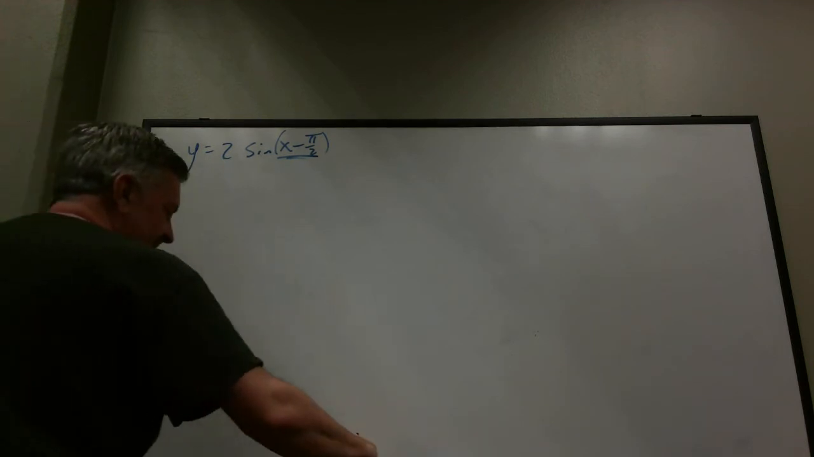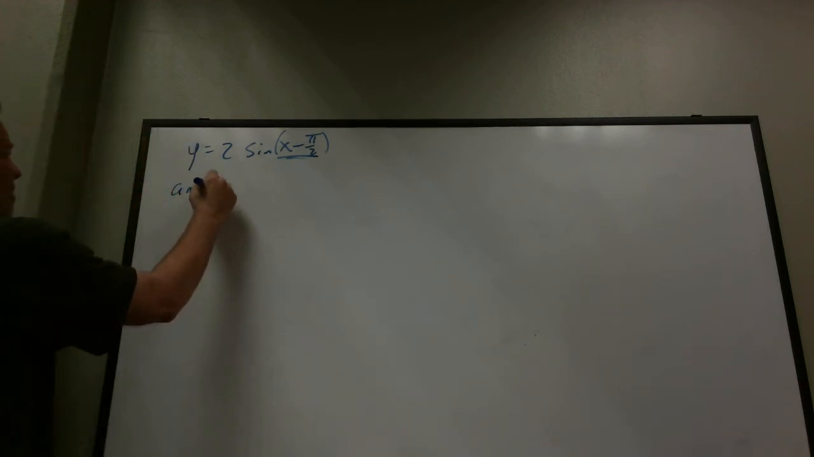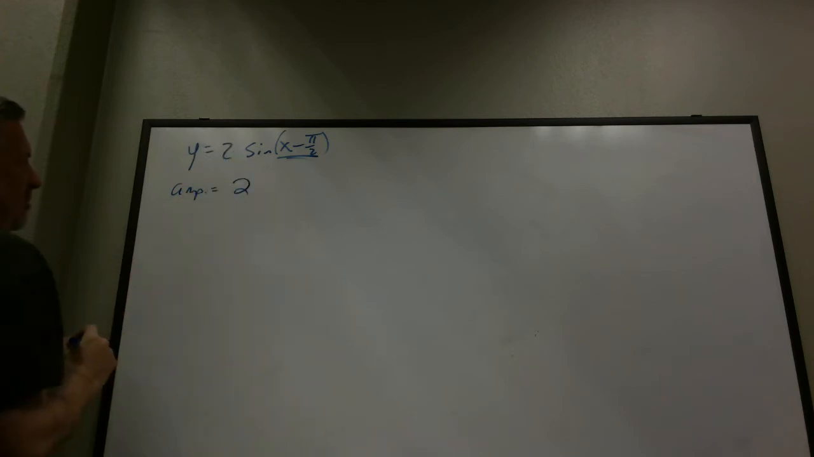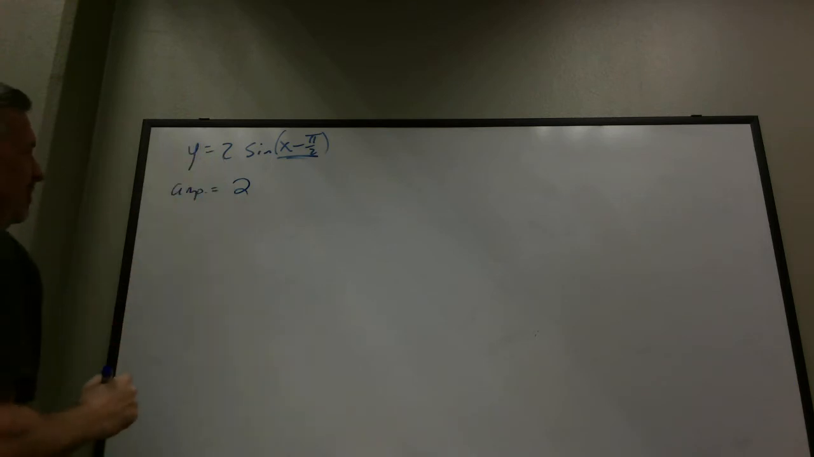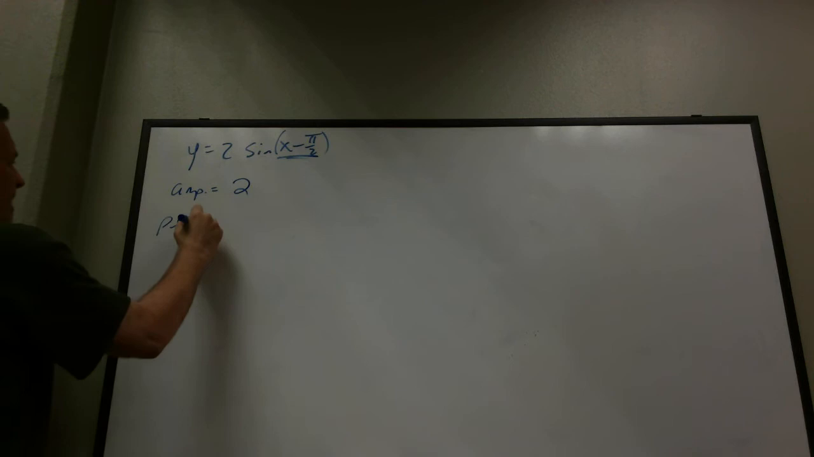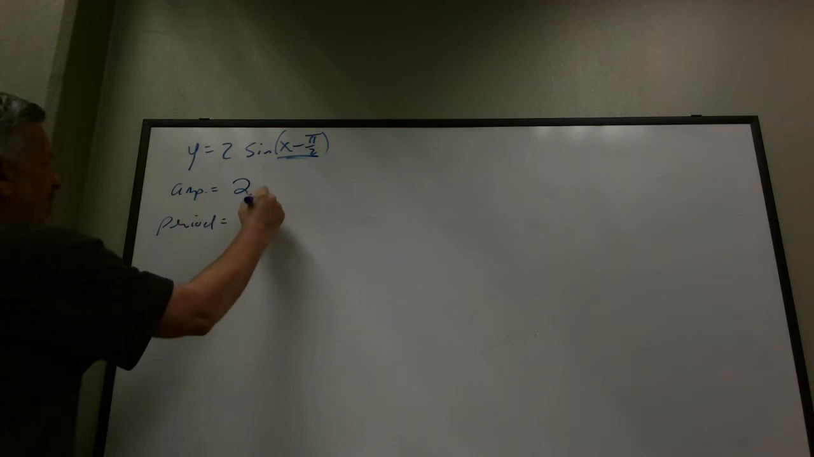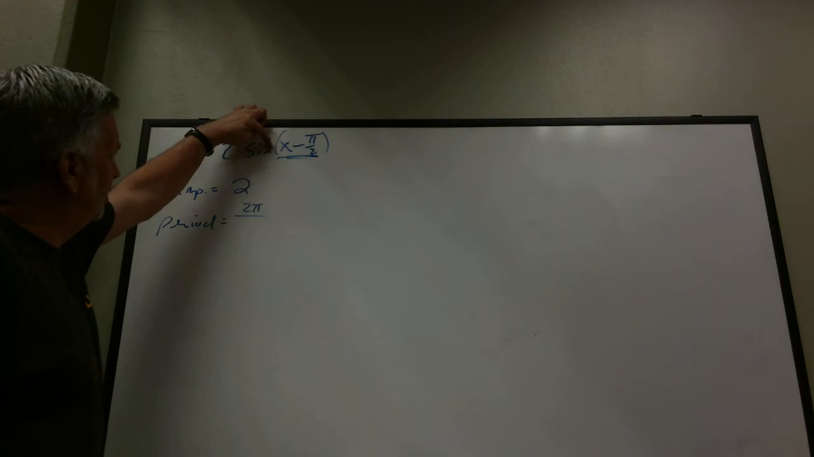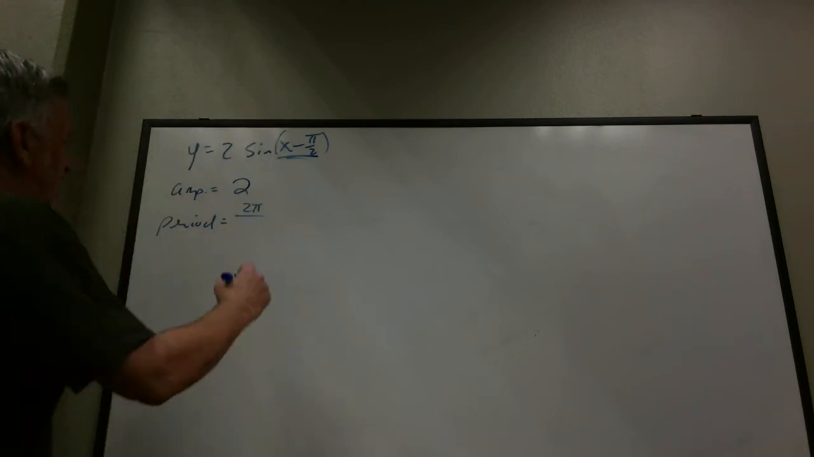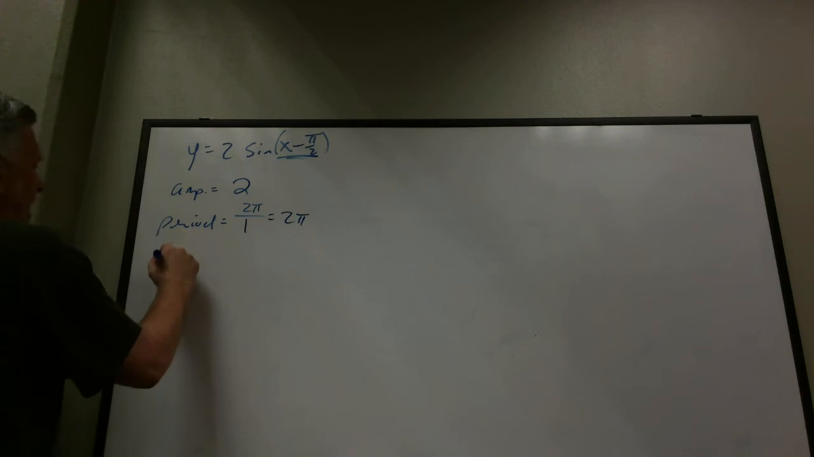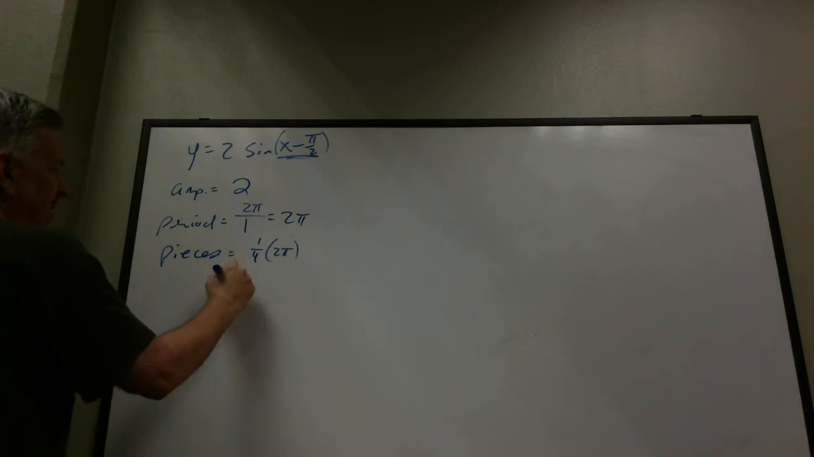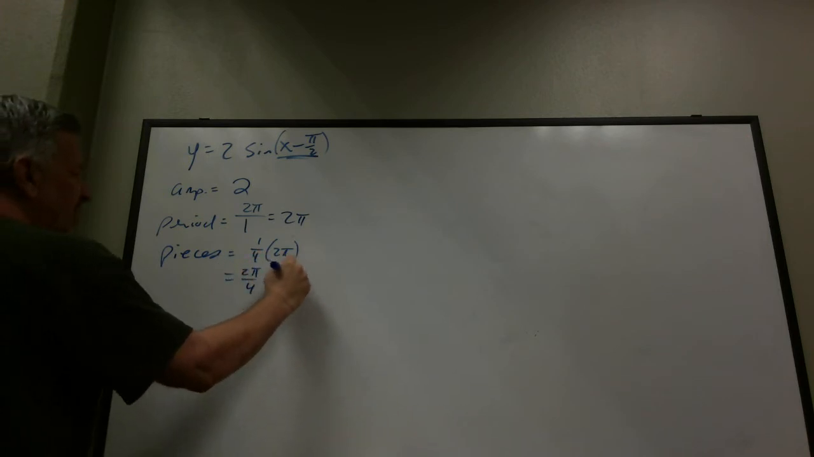Okay, so let's identify everything. The amplitude is the coefficient of the sine function. 2 is being multiplied by sine, so the amplitude is 2. There's no reflection because the 2 is positive. Now, what about the period? How do we get the period? It's 2 pi divided by that number b. Now, where's the number b? It's the coefficient of the angle. Well, there's a 1 here, the coefficient's 1. So it's 2 pi. And then how do we get the pieces? The pieces is 1/4 of the period. That's 2 pi over 4, which is pi over 2.